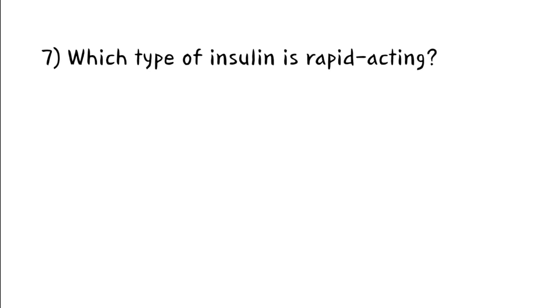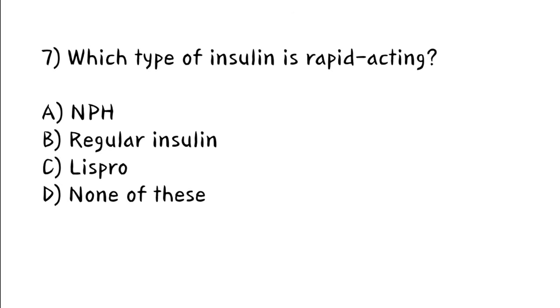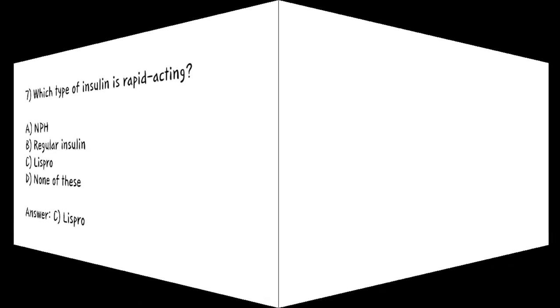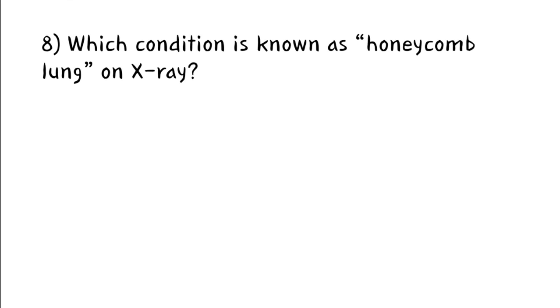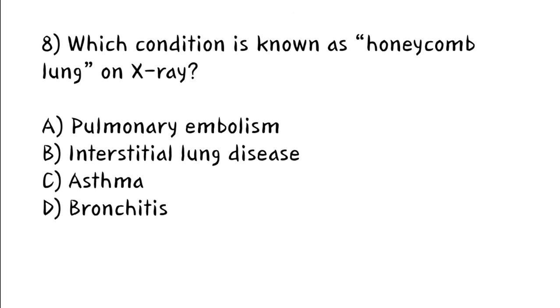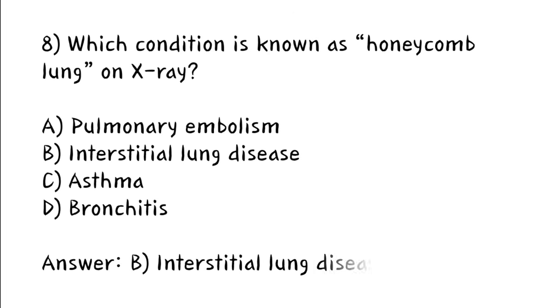Which type of insulin is rapid acting? NPH, regular insulin, Lispro, none of these. Correct answer is option C, Lispro. Which condition is known as honeycomb lung on X-ray? Pulmonary embolism, interstitial lung disease, asthma, bronchitis. Correct answer is option B, interstitial lung disease.